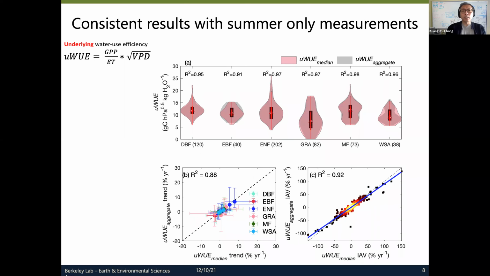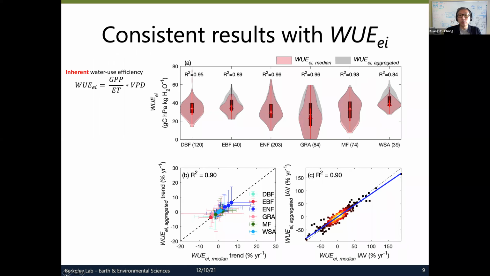We also examined the effects of data sampling bias and sensitivity to our growing season definition. We found consistent results when we only include summertime measurements, and consistent results were also found when using inherent water use efficiency. All these sensitivity results suggest that the median of the hourly water use efficiency distribution across a site year can be used to represent seasonal water use efficiency.